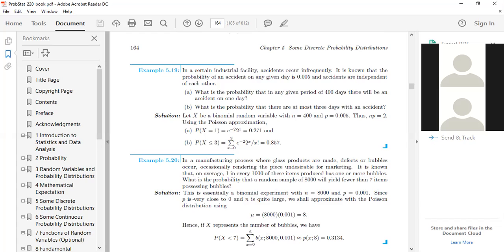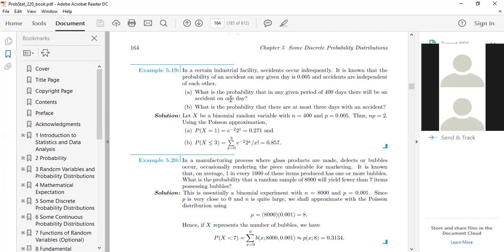But right now, I would say that in a certain industrial facility, accidents occur infrequently. It is known that the probability of an accident on any given day is 0.005, and accidents are independent of each other. What is the probability that in a given period of 400 days, there will be an accident on one day? See, now you are given t equal to 400 days.